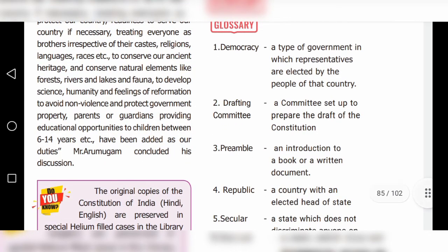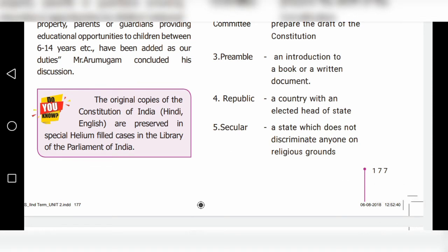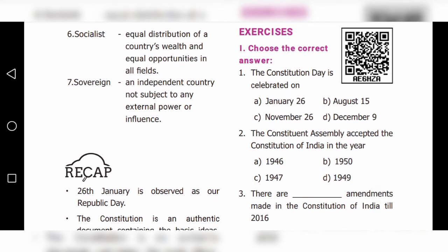Next one, drafting committee. A committee set up to prepare the draft of the Constitution. Third one, preamble means an introduction to a book or a written document. Fourth one, republic. Republic means a country with an elected head of state. Fifth one, secular. A secular state does not discriminate against anyone on religious grounds. Next one, socialist. Socialist means equal distribution of a country's wealth and equal opportunities in all fields. Seventh one, sovereign. Sovereign means an independent country not subject to any external power or influence.